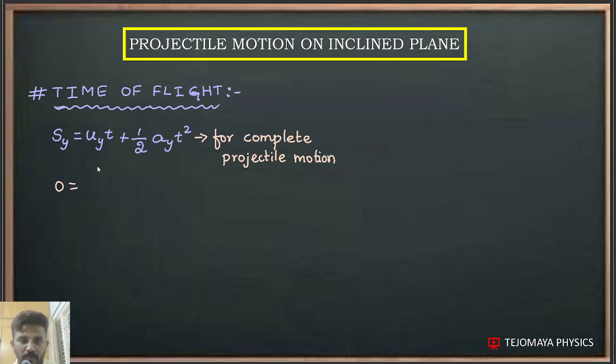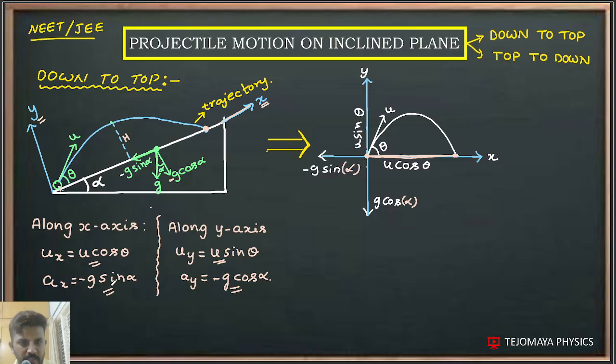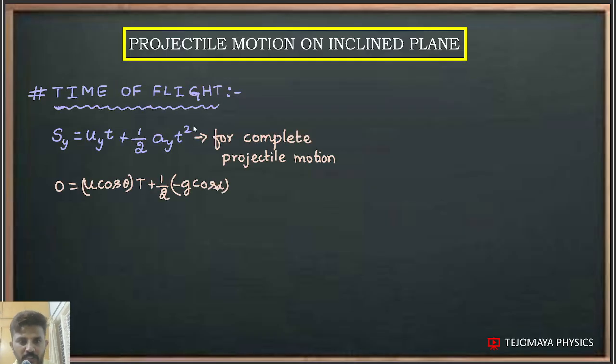Now, what will be the initial velocity along the y-axis? That is u sin theta, into T, the time of flight, let me write it as capital T, plus half into the acceleration along the y-axis, which is minus g cos alpha. Correct? That is given in the previous slide. Now, what is T square? It is the time of flight whole square. Let us take this part to the left side.